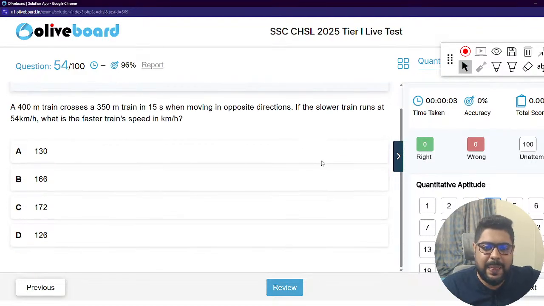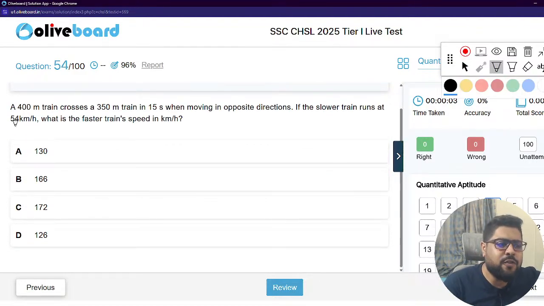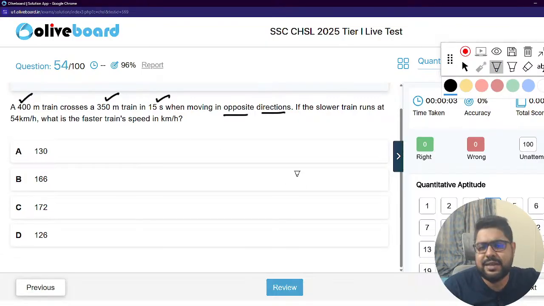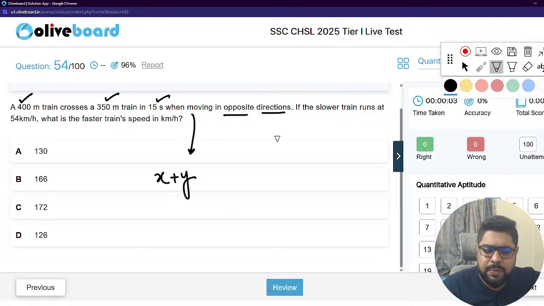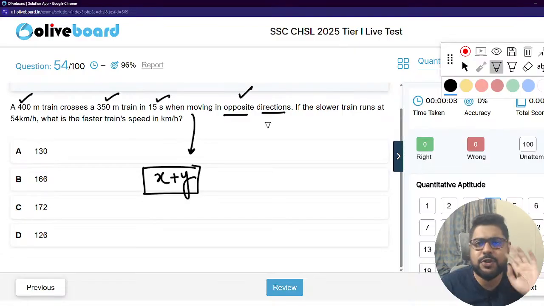Now, what's a train question? A 400-meter train crosses a 350-meter train in 15 seconds while moving in the opposite direction. Perfect. Sir, I can get the relative speed from here. Relative speed will be the speed of both the trains, x plus y, because it is opposite direction, so it will be plus.